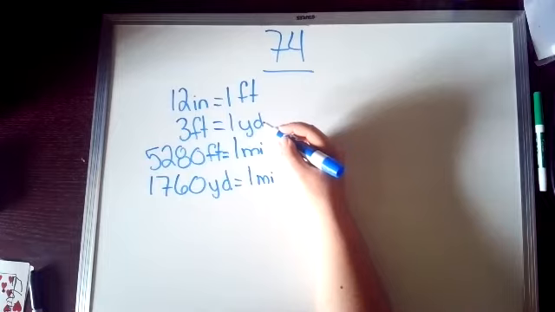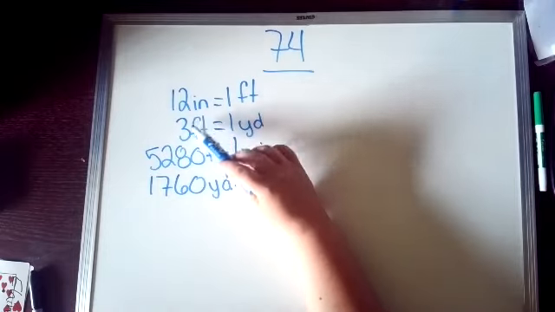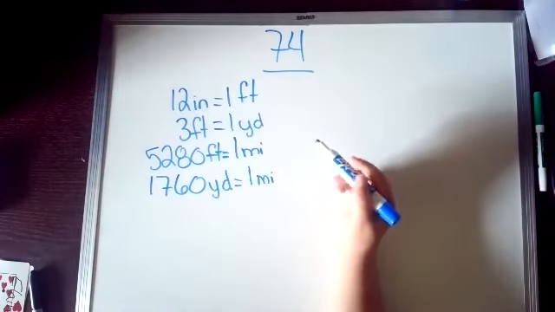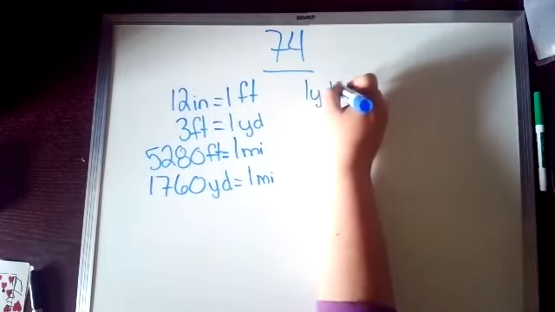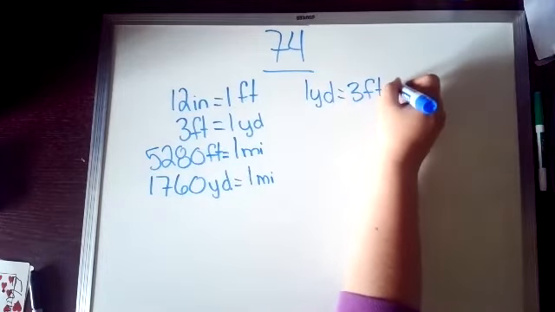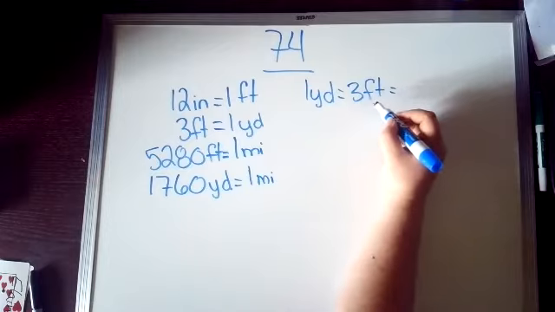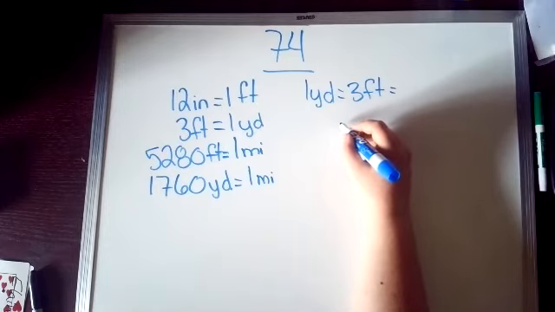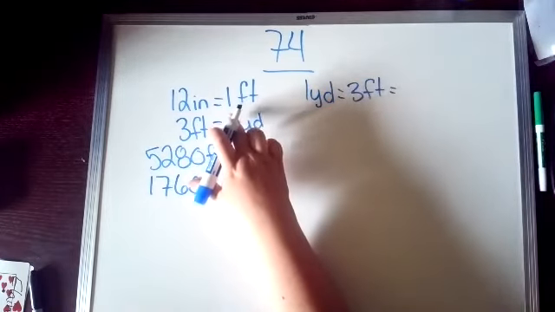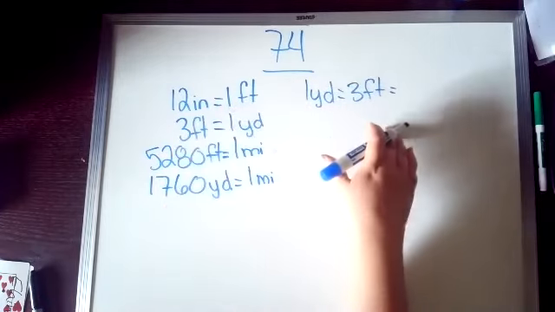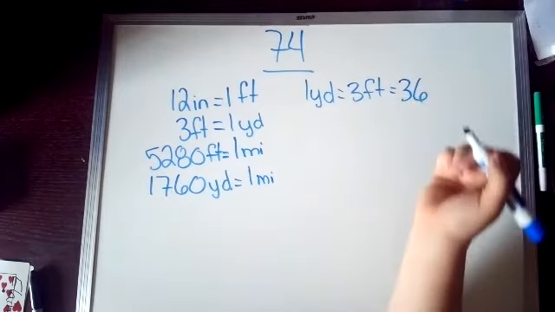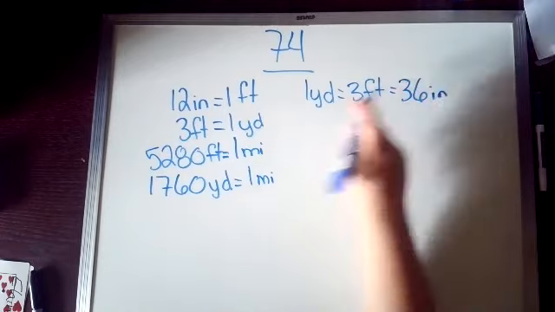Okay, so if 3 feet is 1 yard, that means I need to convert from inches to feet to yards. So in 1 yard, there is 3 feet, which means I need to figure out how many inches are in 3 feet. Well, that means I have 3 groups of 12. We did this just a little earlier. So 1 foot is 12 inches. 3 feet are 3 groups of 12, or 3 times 12, which is going to be 36. So I have 36 inches in 1 yard.